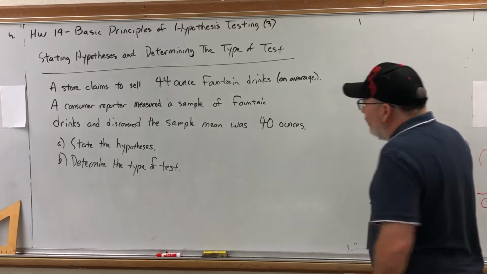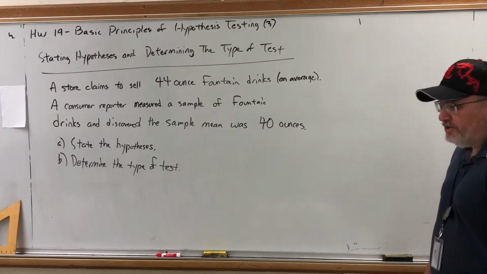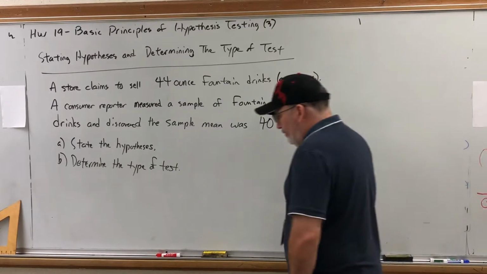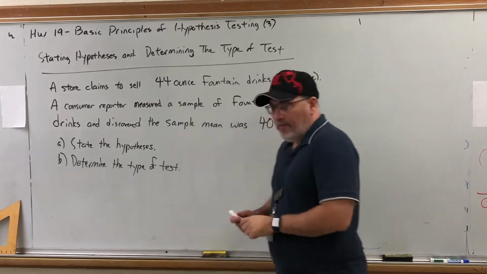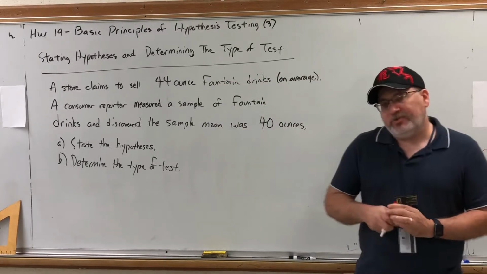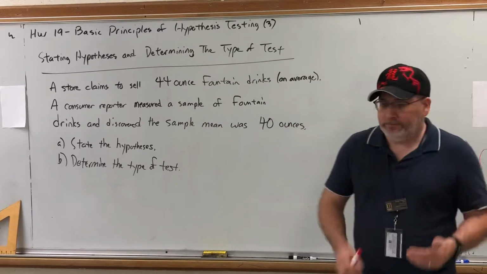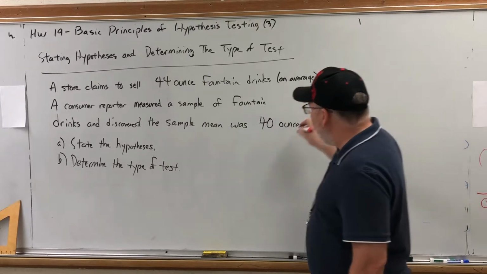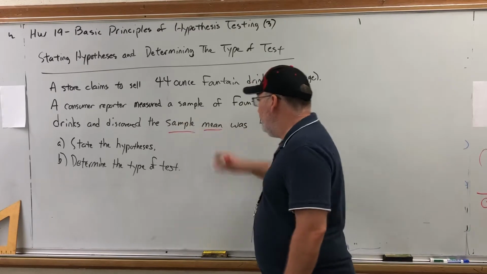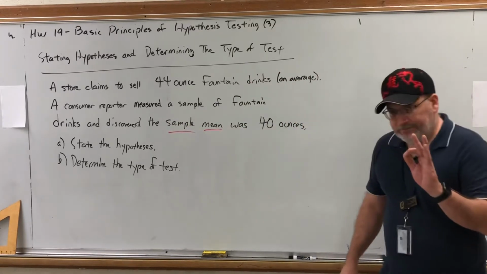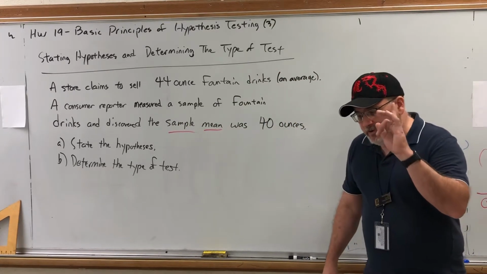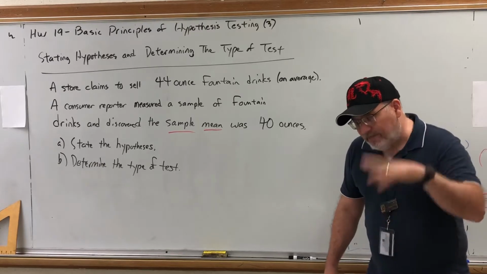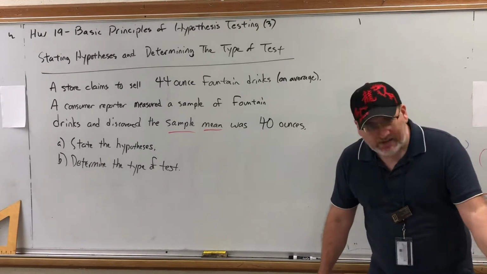Well, when you state the hypotheses, the first thing you need to do is decide what parameter you are making a claim about. And for our purposes, it will be either mean or proportion. In this case, I think it's pretty obvious that it's going to be mean because I say the word sample mean here. Now be very careful. When you state a hypothesis, it is never about a sample. It is always about a population.